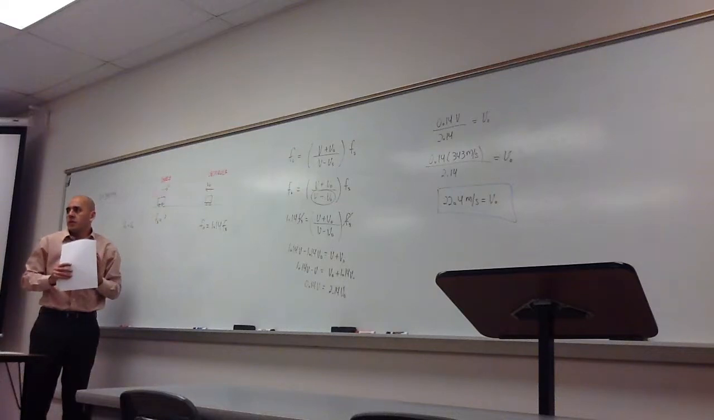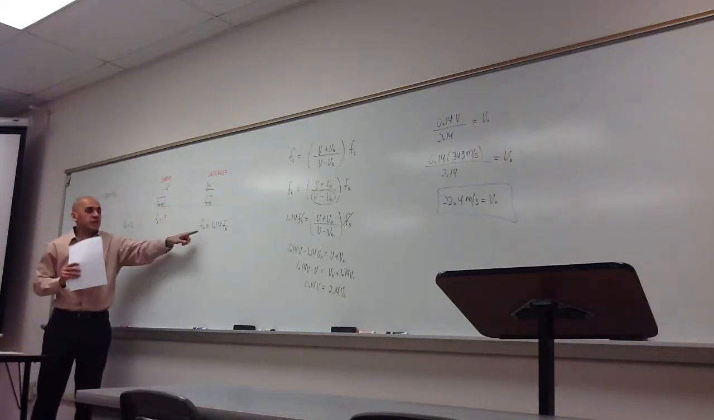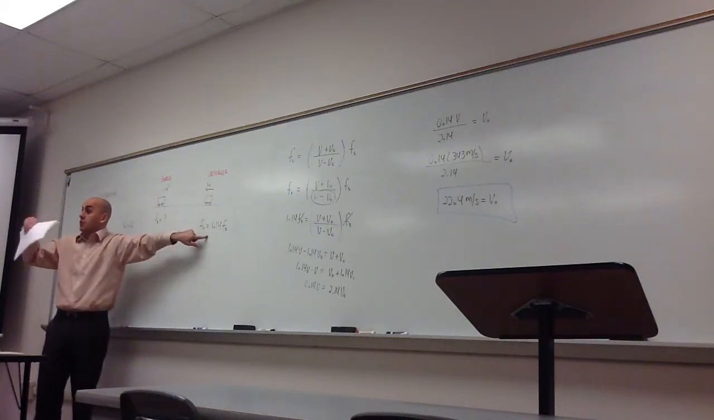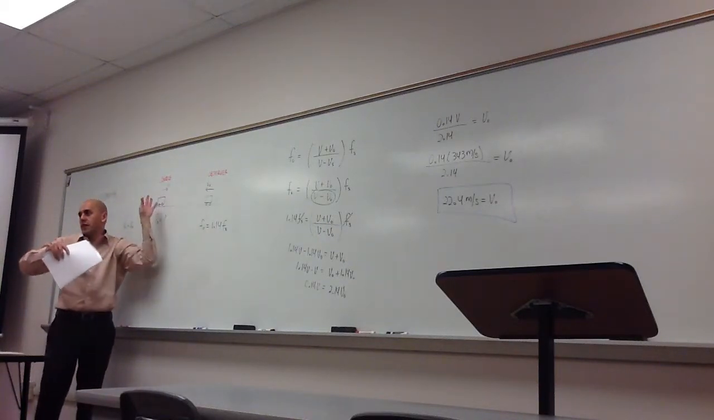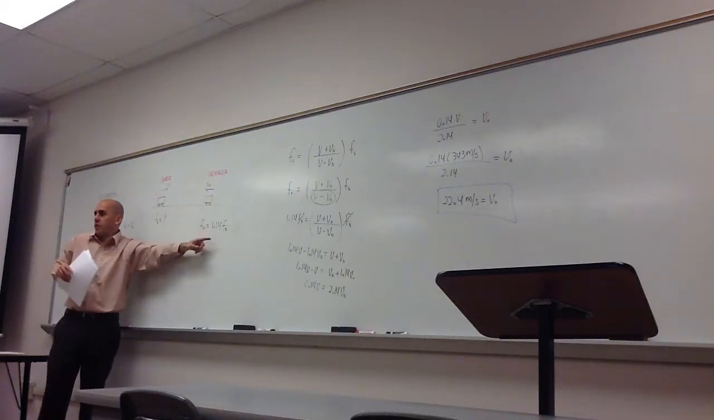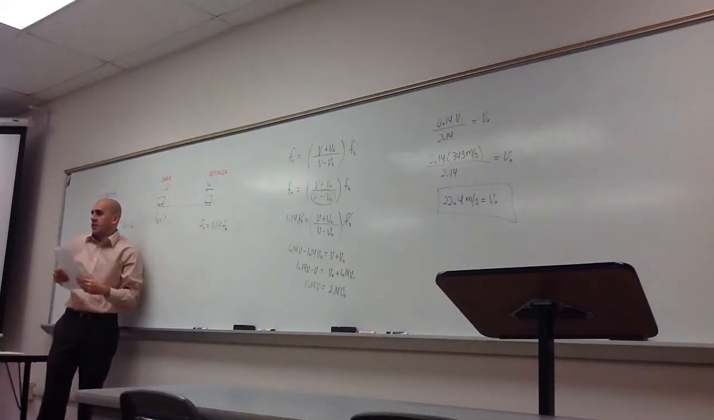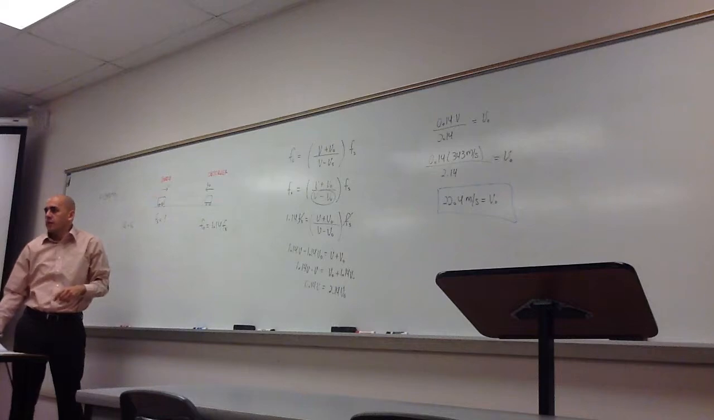So it could have been F_O, let's see. This won't change though, because either way, whether it's on this side or this side, the observed frequency is 1.14 the source frequency. So how did you know that that was the observed and not the source?